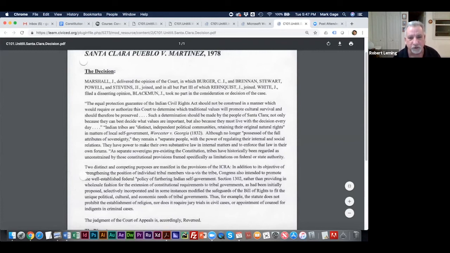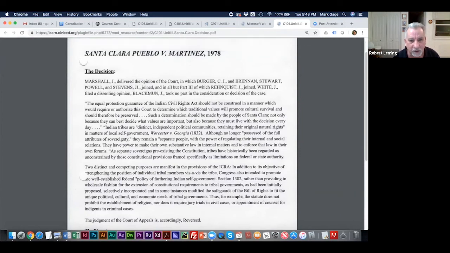Although no longer possessed of the full attributes of sovereignty, they remain a separate people with the power of regulating their internal and social relations. They have power to make their own substantive law in internal matters and to enforce that law in their own forums. As separate sovereigns pre-existing the Constitution, tribes have historically been regarded as unconstrained by those constitutional provisions framed specifically as limitations on federal or state authority.